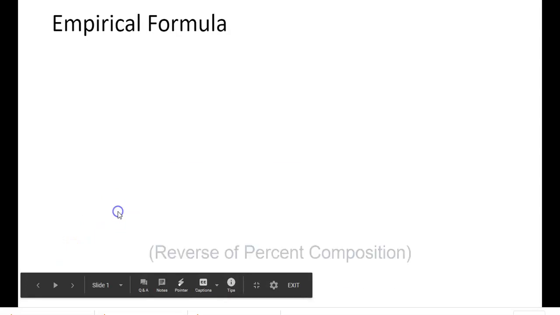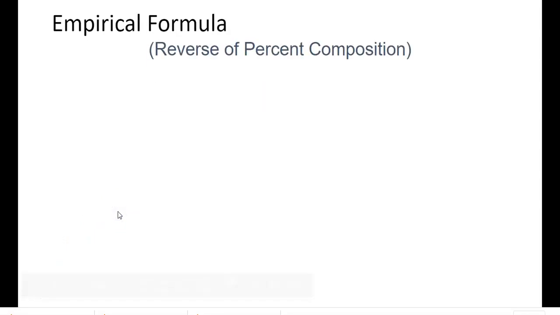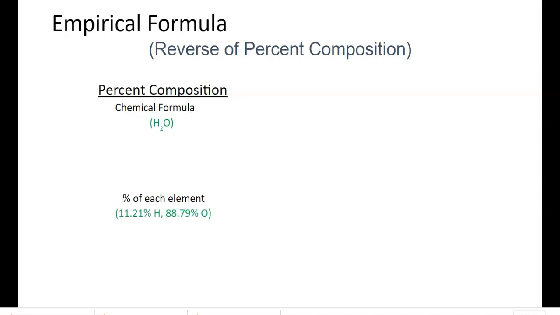So again, it's the reverse of percent composition. Percent composition said, here's my compound. What percentage of this compound is element A? So we have our chemical formula. What's the percentage of each element? And in this case, we did water. 11.21% is hydrogen. 88.79% is oxygen.